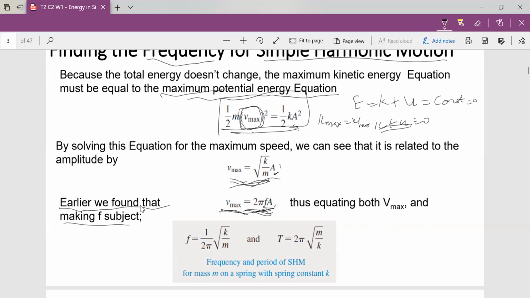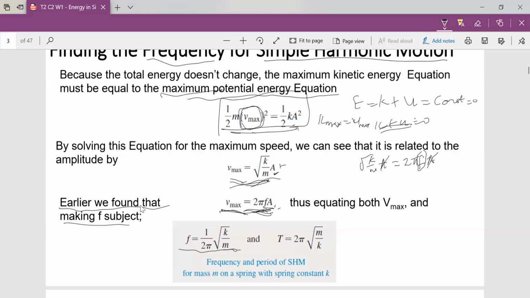So if we equate these two, we'll now have root k over m times A being equal to 2 pi f A. So we'll make f the subject of formula here. A can go. So if you make f the subject of formula, we'll have f equal to 1 over 2 pi root k over m.